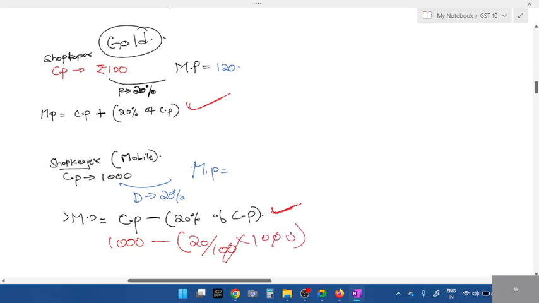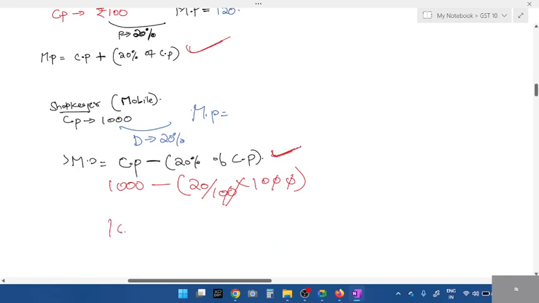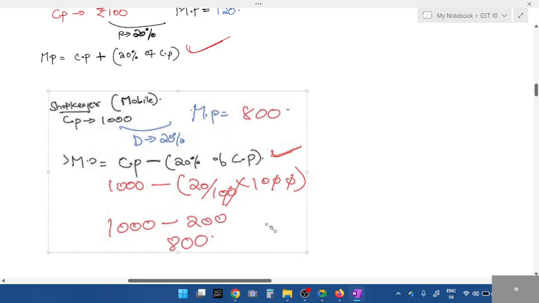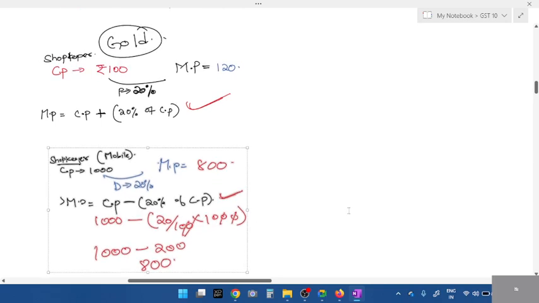Two zeros will get cancelled. So 1000 minus 200, the mark price is 800. This is the formula. This is the difference between cost price and mark price. Cost price is the actual value. They'll either increase it for profit or decrease it for discount. This was your basic 8th and 9th concept. Next.